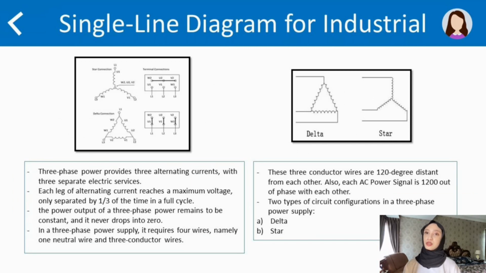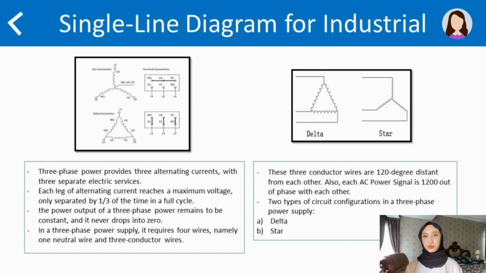Now I'll be explaining about the three-phase system for SLD of industrial. Three-phase power provides three alternating currents with three separate electric services. Each leg of alternating current reaches a maximum voltage only separated by 1/3 of the time in a full cycle. The power output of a three-phase power remains constant and it never drops to zero.